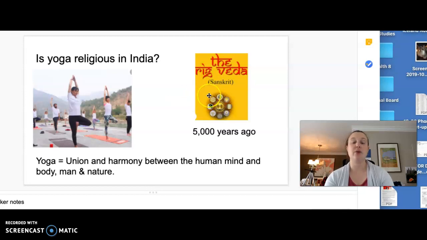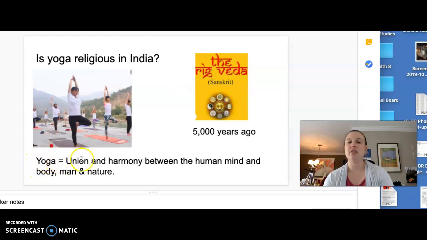So yes, the foundation of yoga is connected to different religions. It's connected to Hinduism, it's connected to Buddhism, it's connected to the Baha'i religion, Jainism, which are different religions that began in India and Japan and China. So when yoga was first developed, it was connected with religious or spiritual ideas.